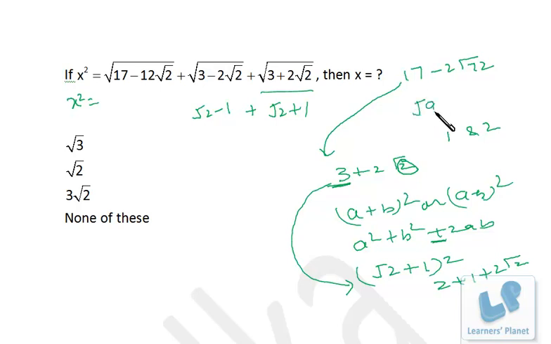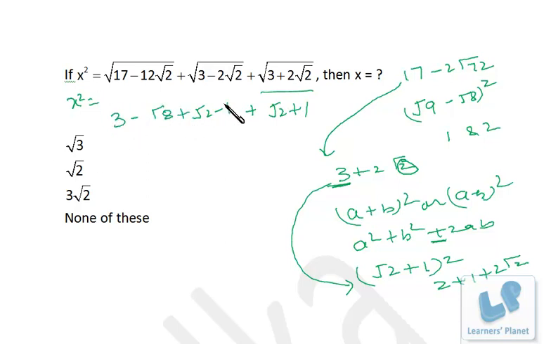So this is root 9 minus root 8 whole square. Okay? 9 plus 8 is 17. 9 into 8 is 72, right? So this is root 9 minus root 8 whole square. If you open it up, it will be root 9 whole square, that's 9, plus 8, minus 2 into root 9 into root 8, that's 72. Okay, so square root of this will be what? Root 9 minus root 8.